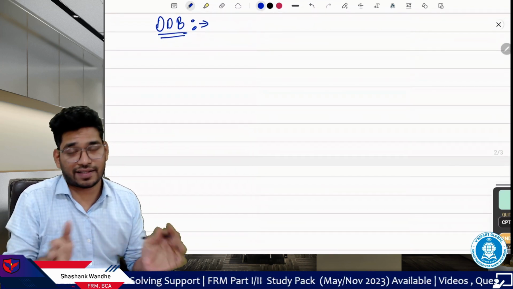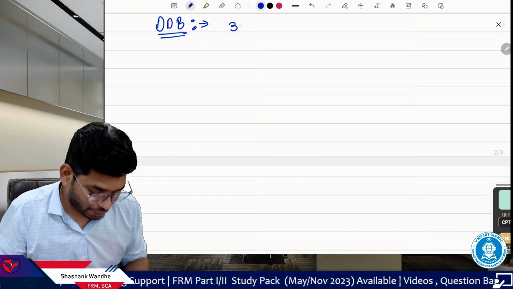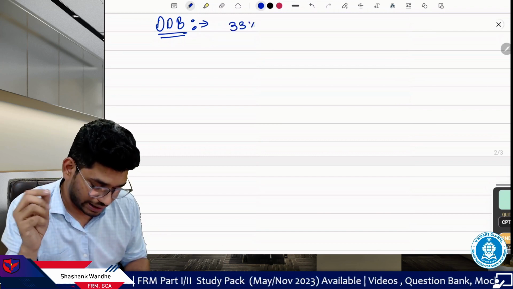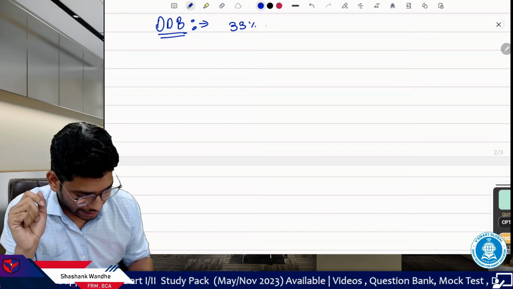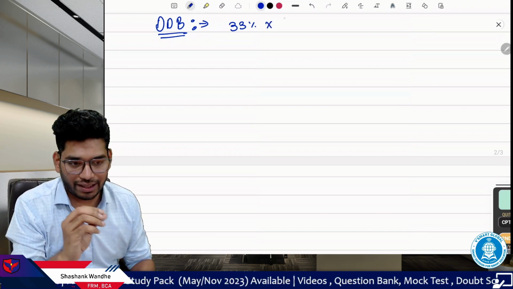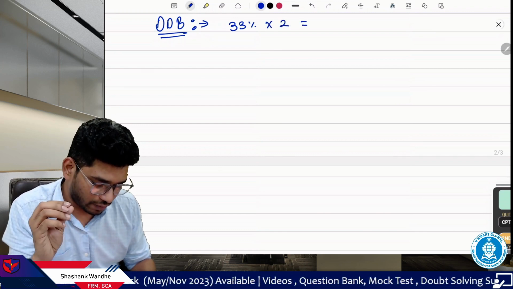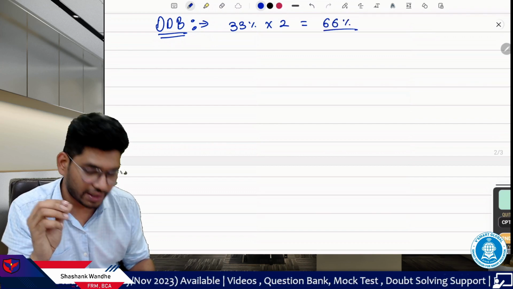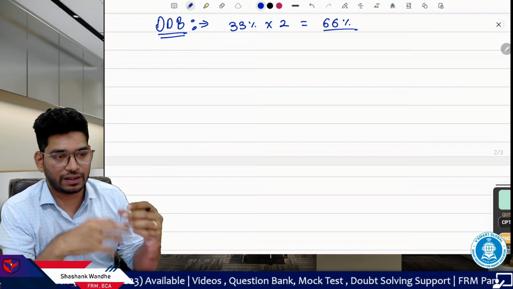In double declining, this is the simplest method. So calculate the declining balance rate. In our case, it was 33%. In double declining, we will use exactly the same rate multiplied by 2. Whatever is the answer, it is 66%. So we will depreciate the asset with 66%.